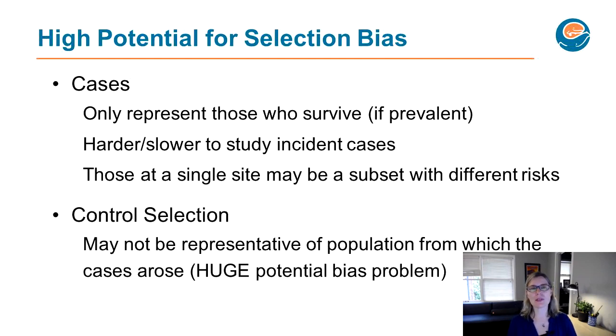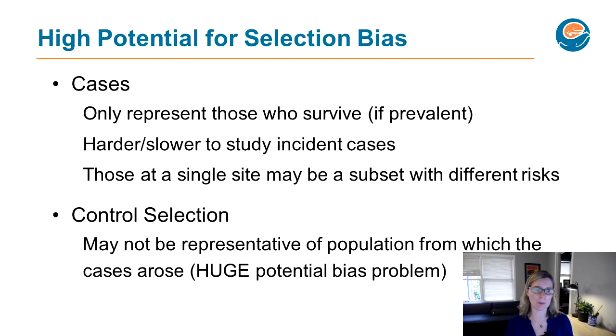So selection bias. This just delves a little bit into more detail around how we choose our cases and controls. The issue is that we're selecting them in a way that biases the actual relationship. So this can happen if we only select those who survive. So these are prevalent cases. And if we only study individuals at one single site, because some sites may see a more complex set of cases than another site.